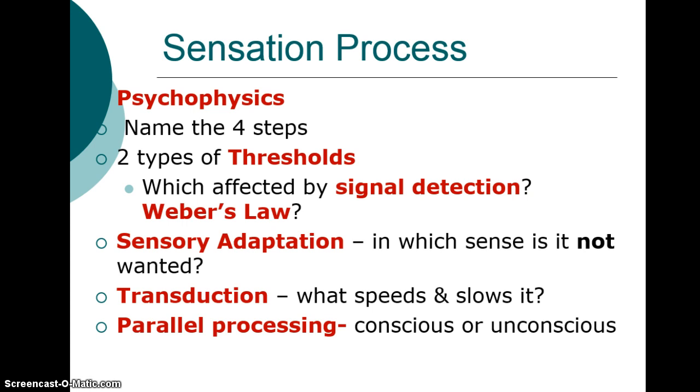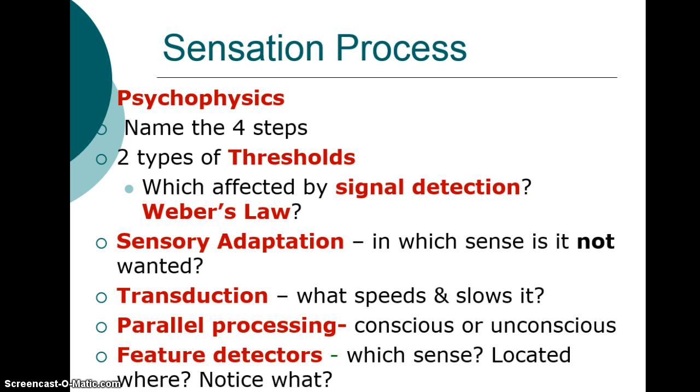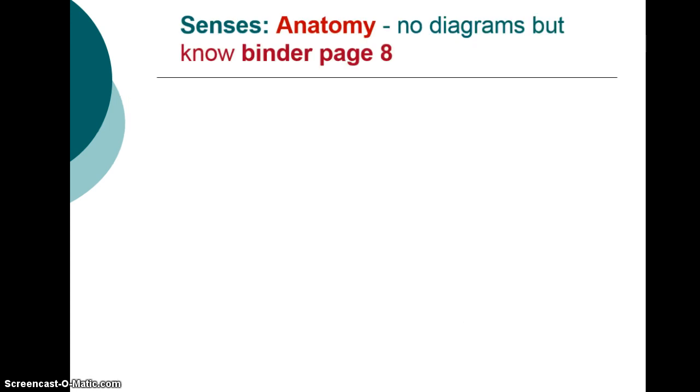Parallel processing is unconscious, and make sure that you are familiar with that. My best example of that is in the book, the picture looking at the bird, where you see not only the color but the depth and motion and that sort of thing at the same time. And feature detectors, those are for the sense of sight. They are located in the back of the brain, in the occipital lobe, and they notice different features, things like angles, lines, corners, that sort of thing, only found in vision.